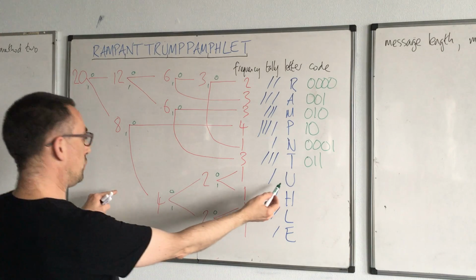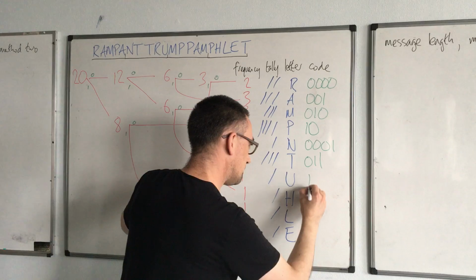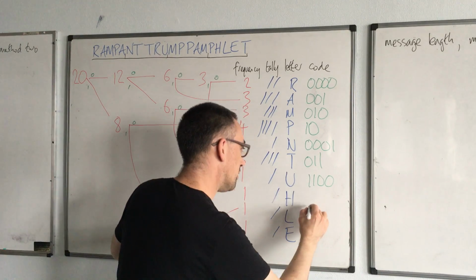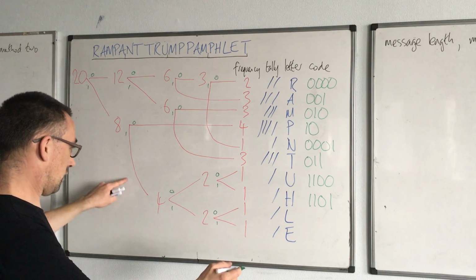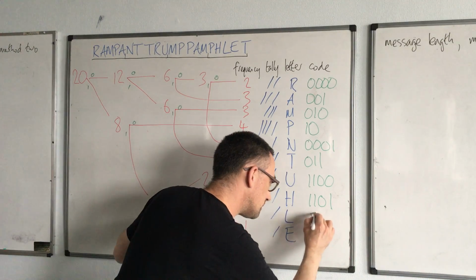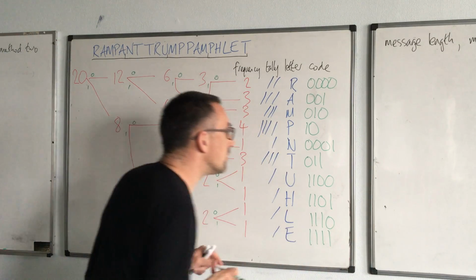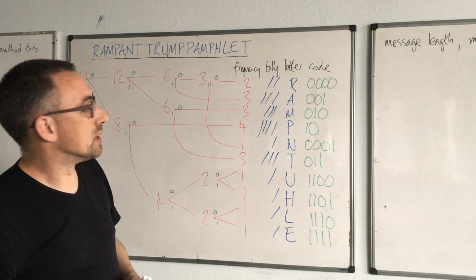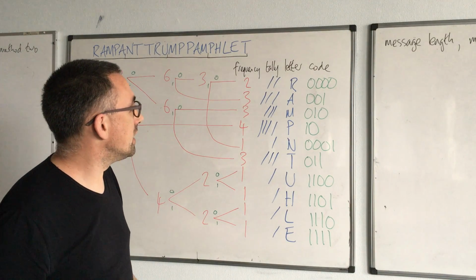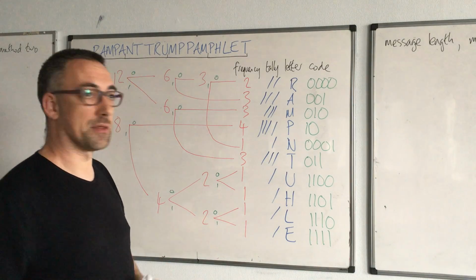The code for U is 1, 1, 0, 0. And its neighbor is 1, 1, 0, 1. The code for L is 1, 1, 1, 0. And its neighbor is 1, 1, 1, 1. Once again, let's just check this coding is prefix-free. No code is the beginning of any other code.